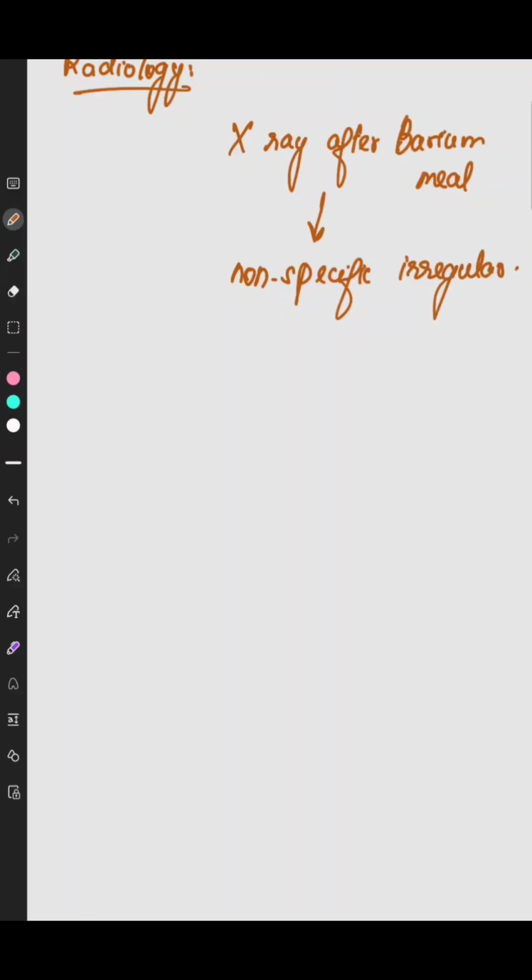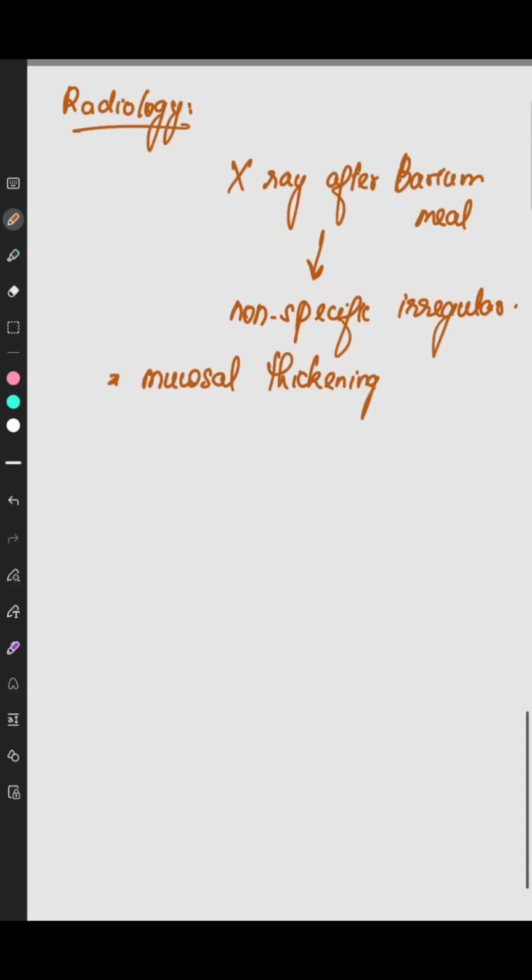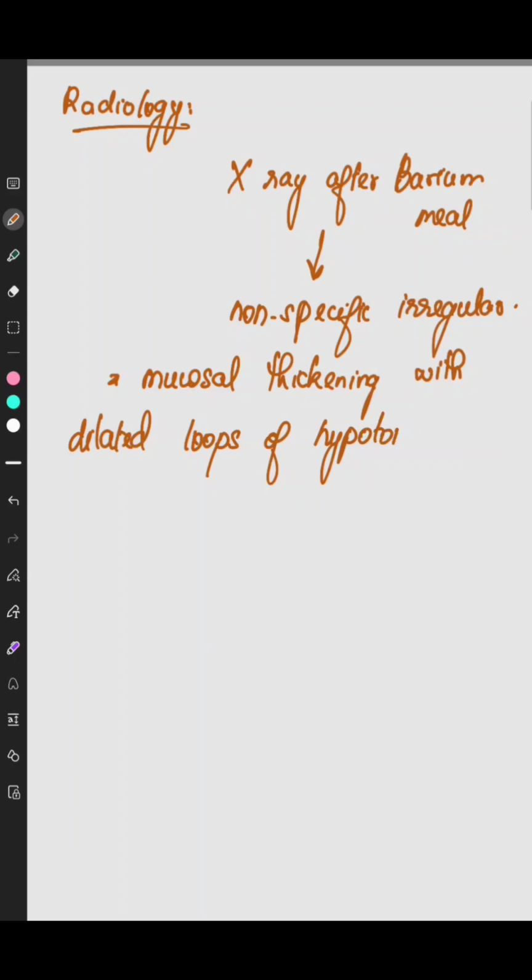Giardia inhabits the crypts of the duodenum and upper part of the jejunum, which can be seen as mucosal thickening with dilated loops. And remember that trophozoites can be seen only in the active infection, active disease. It also shows antigenic variation because of cysteine presence. Cysteine is rich over there.